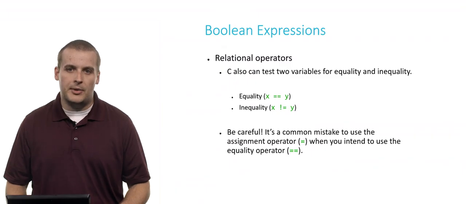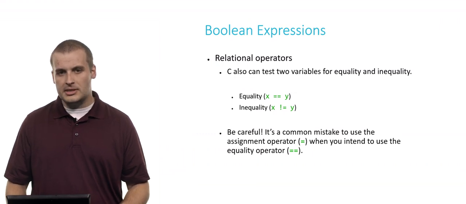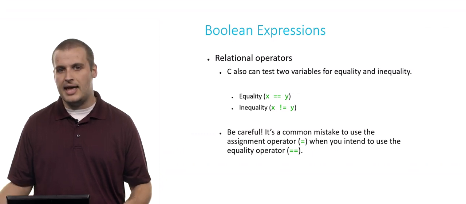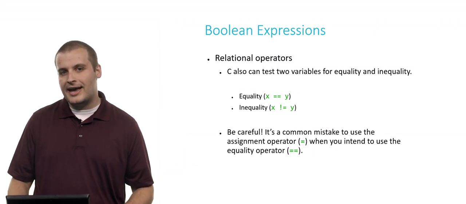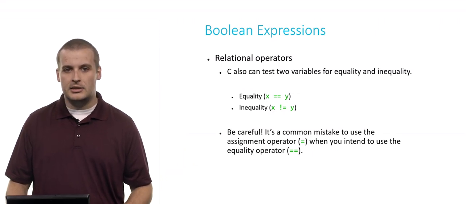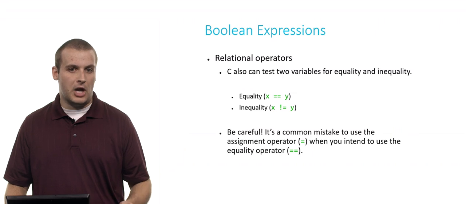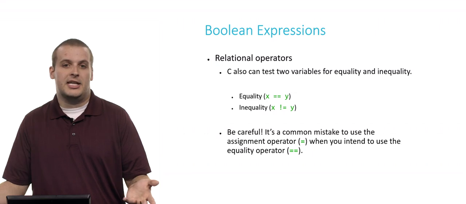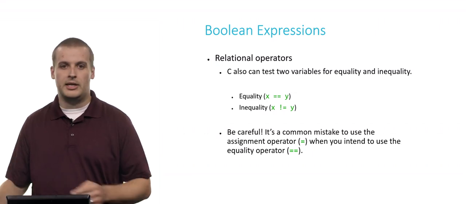The final two relational operators that are important are testing for equality and inequality. So x equals y is true if x and y's value is the same. If x is 10 and y is 10, then x equals y is true. If x is 10 and y is 11, x equals y is not true. We can also test for inequality using exclamation point or bang or not again. If x is not equal to y, we'll be good to go. So if x is not equal to y, we'll go down that path.